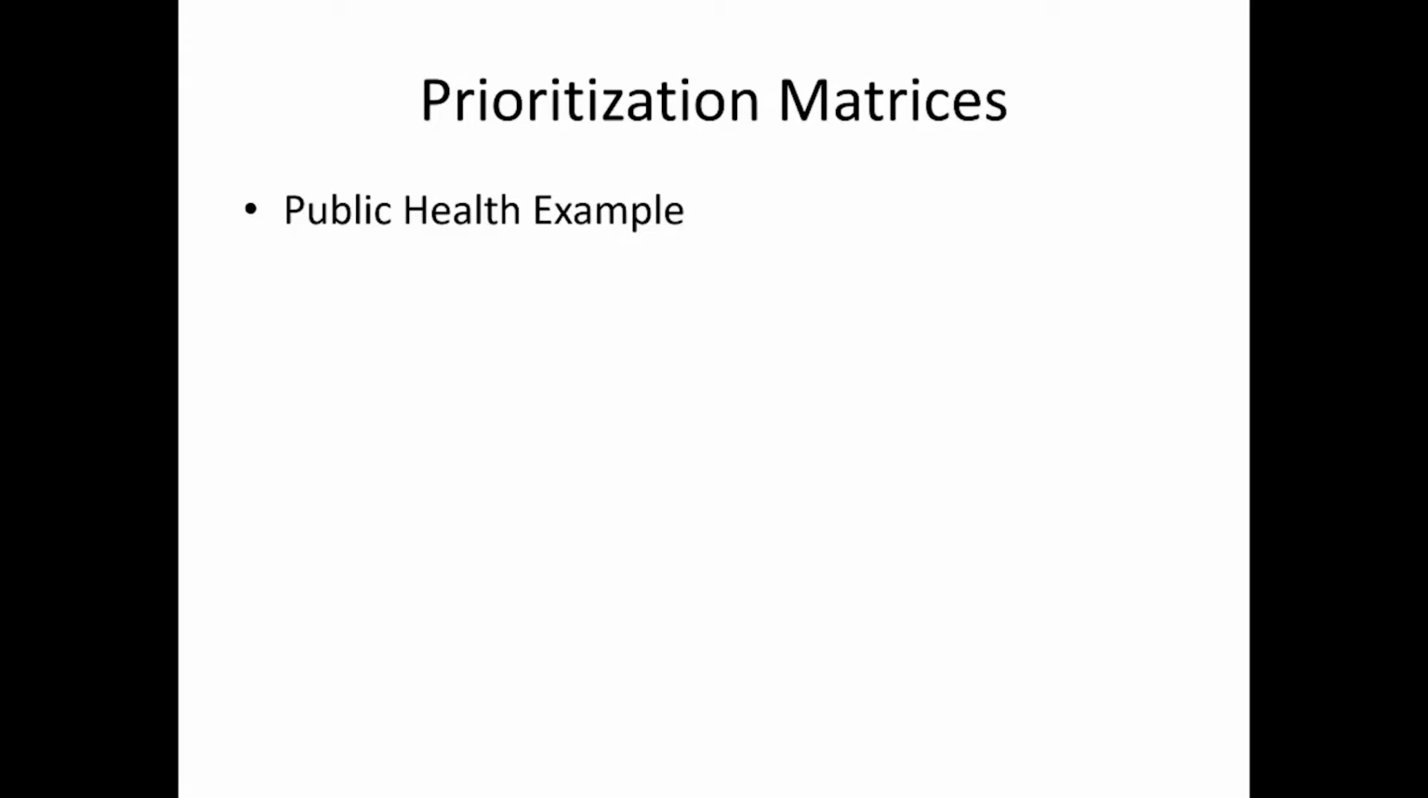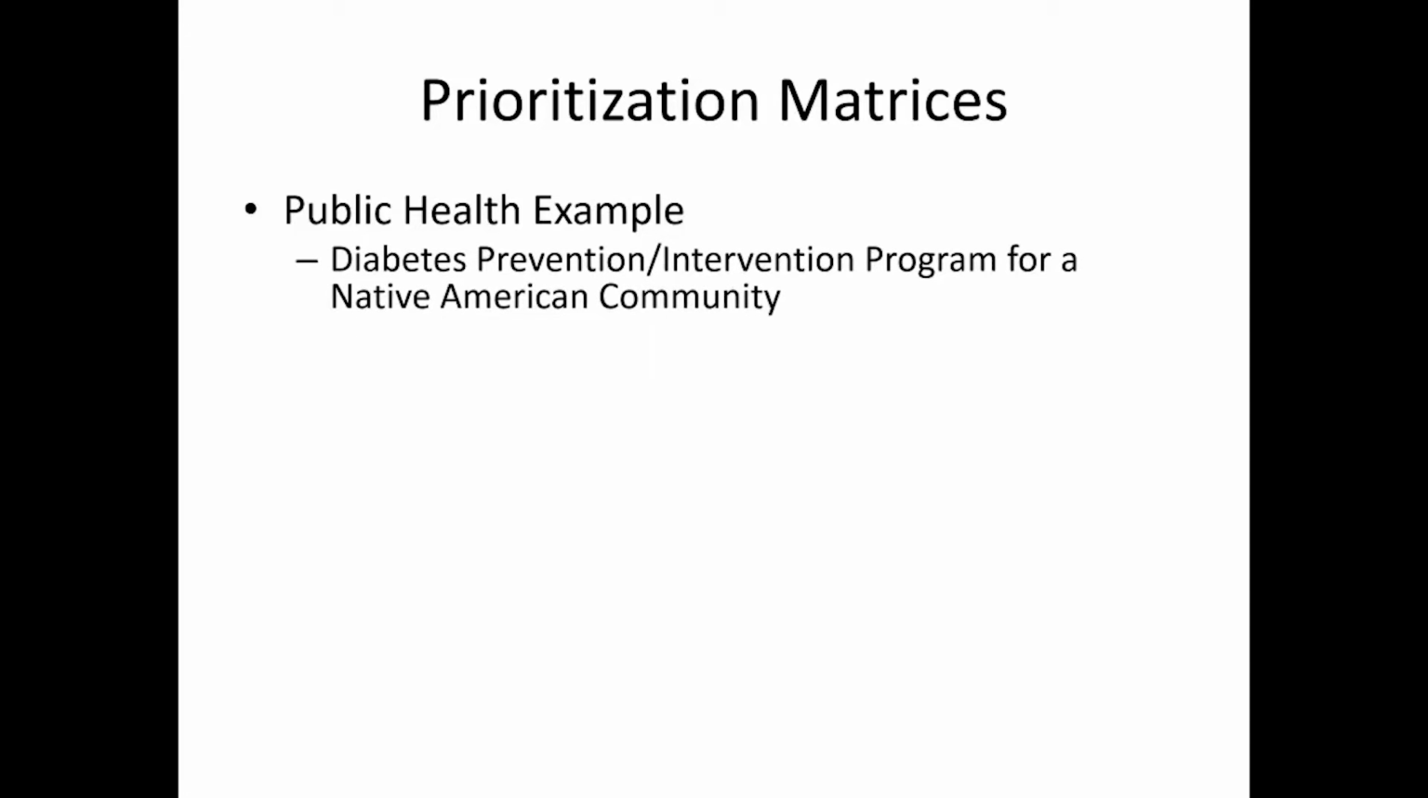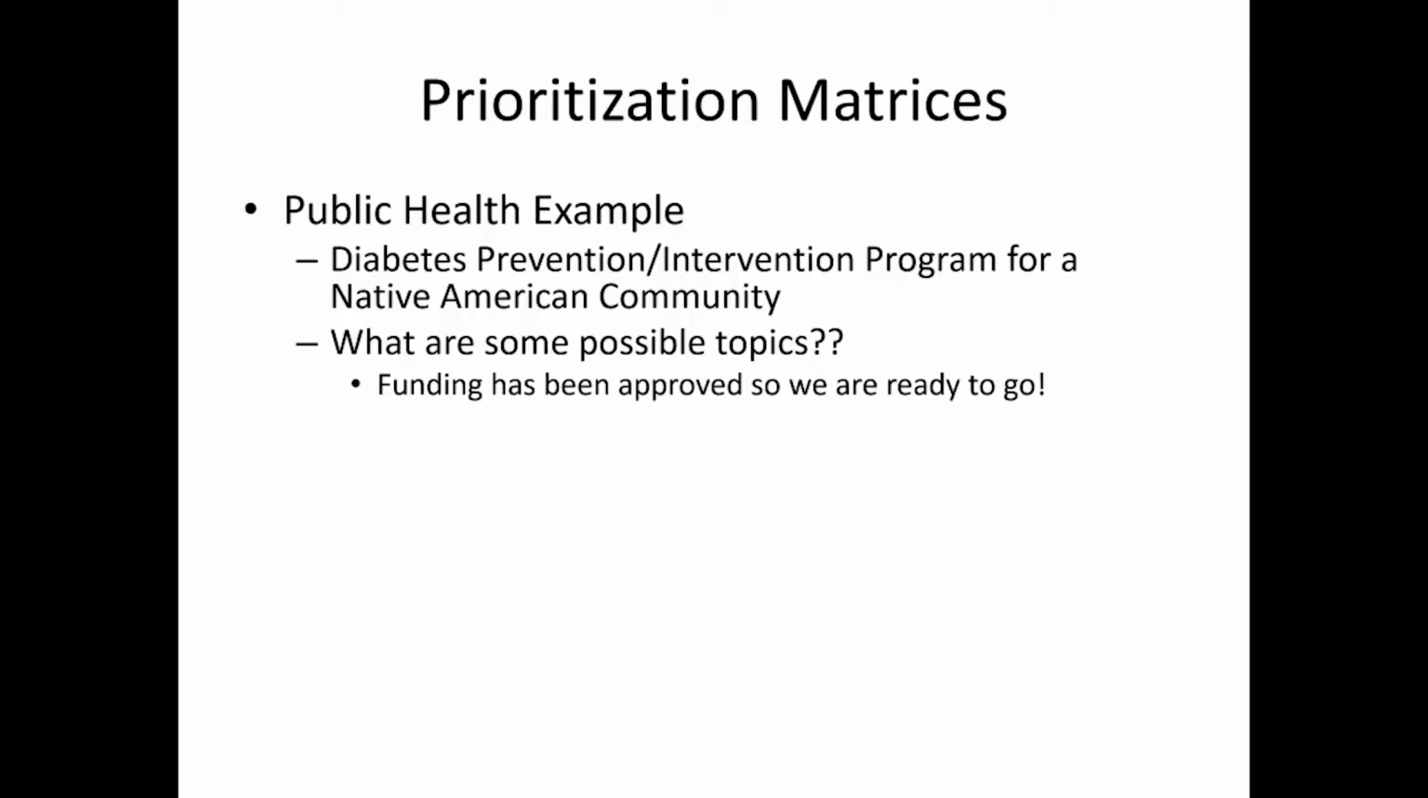We're going to suppose that an organization has been funded for a diabetes prevention or intervention program in a Native American community. If an organization is lucky enough to be funded for such a program, we can assume that the organization will come up with some possible topics that are going to be used to decide on what kind of intervention program to implement. Because funding has been approved, we are ready to go.